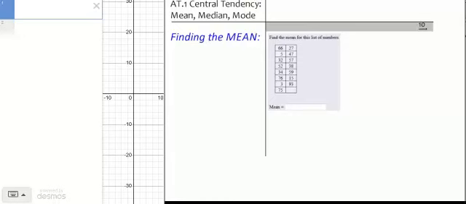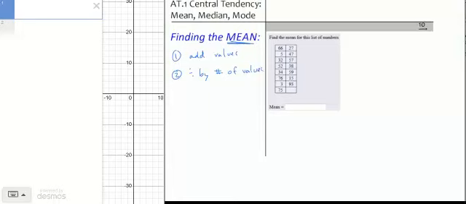how you can use the Desmos calculator for these. Okay, the first is sort of the main central tendency statistical concepts that you need to be able to work with. Okay, mean, median, and mode. So to find the mean, really what you're doing is you're adding all the values and you're dividing by the number of values there were.